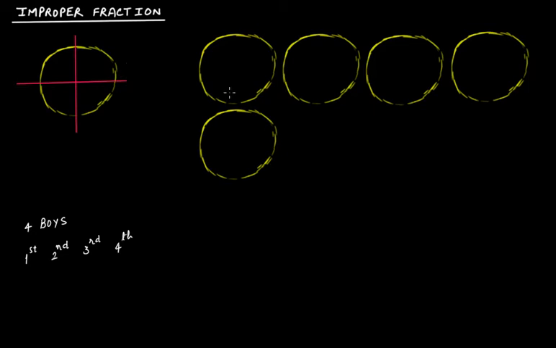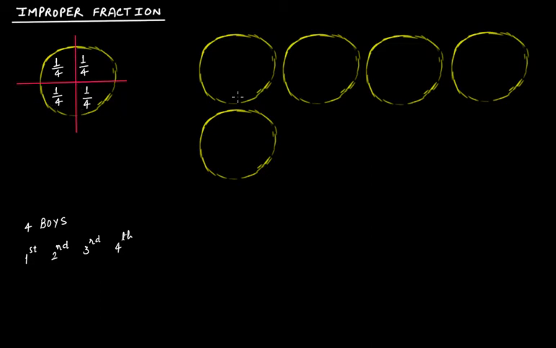If this is a pizza and I have divided it into 4 equal parts, then this will be the 1/4 part, because this is a single part out of 4 equal parts. This is another single part out of 4 equal parts, and another, and another. So this is 1 by 4, 1 by 4, 1 by 4, 1 by 4.